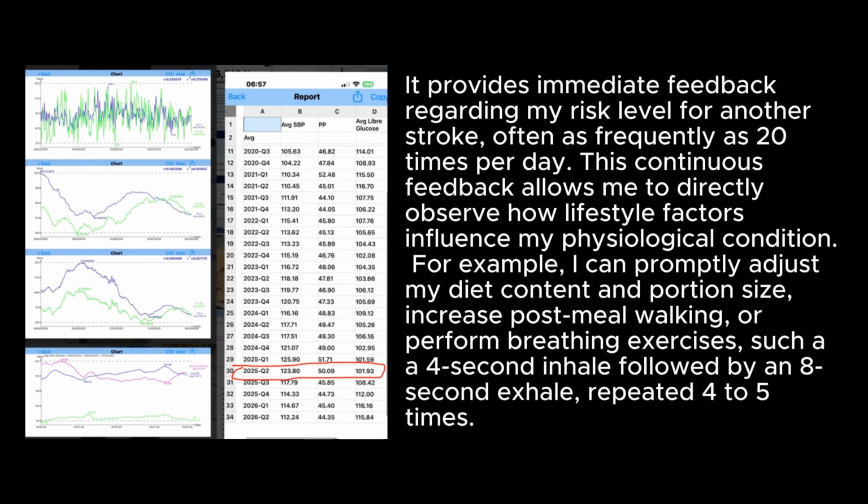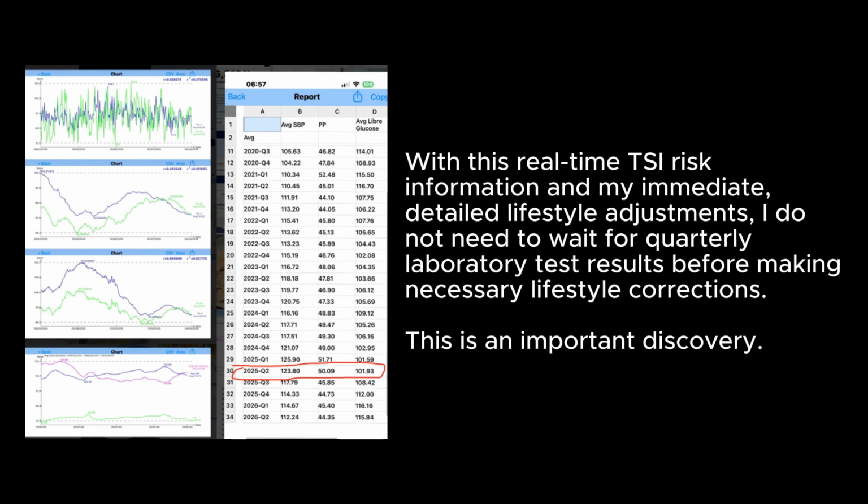For example, I can promptly adjust my diet content and portion size, increase post-meal walking, or perform breathing exercises, such as a 4-second inhale followed by an 8-second exhale, repeated 2 to 5 times. With this real-time TSI risk information and my immediate, detailed lifestyle adjustments, I do not need to wait for quarterly laboratory test results before making necessary lifestyle corrections.